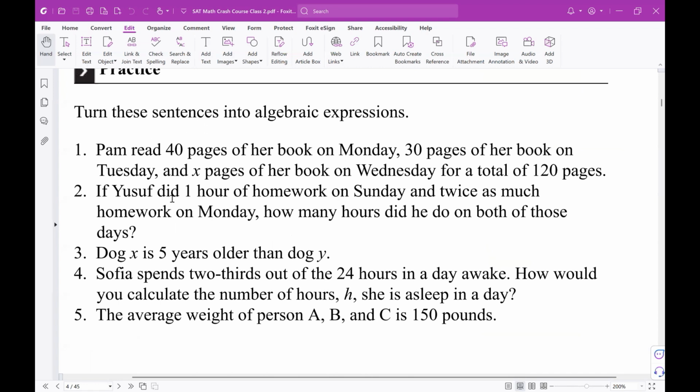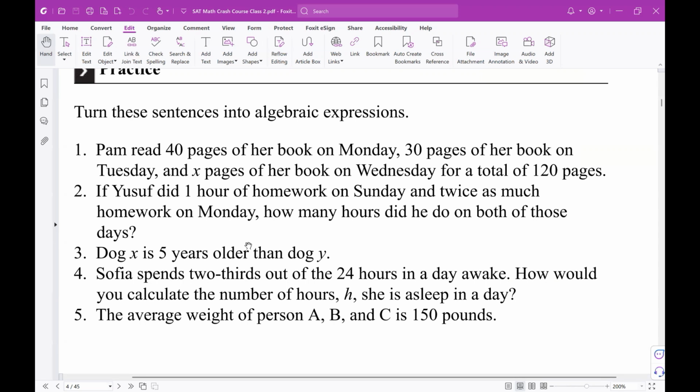Now, problem number 2. As you have done practice problem one correctly, now go to problem number 2. If Yusuf did 1 hour of homework on Sunday and twice as much homework on Monday, how many hours did he do on both of those days?